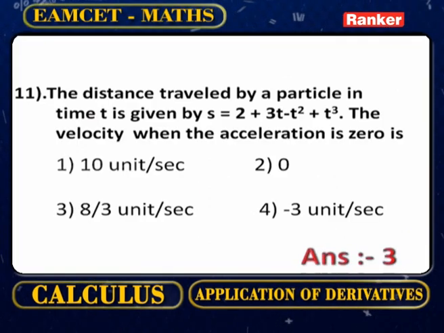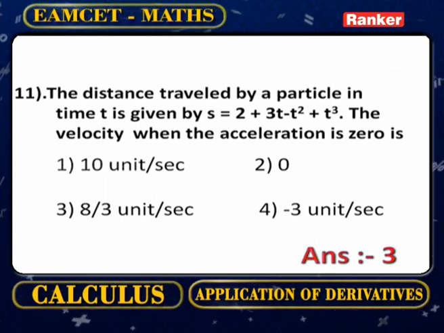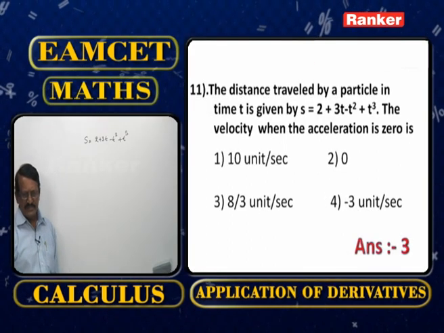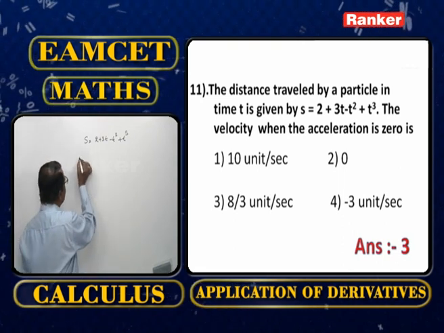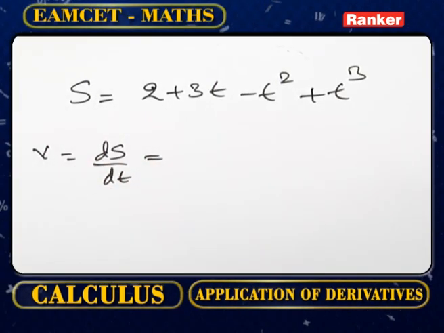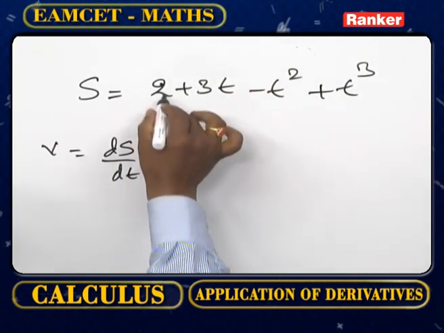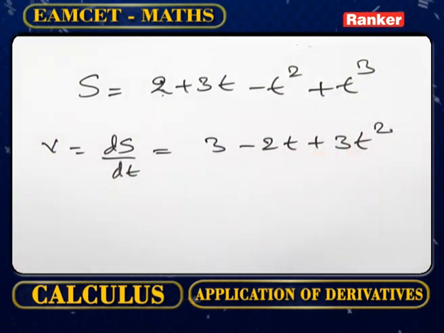The distance travelled by a particle in time t is given by s = 2 + 3t - t² + t³. The required velocity of the particle is when the acceleration is 0. First, velocity v = ds/dt. Differentiating with respect to t, we get 0 + 3 - 2t + 3t². It is the velocity of the particle.